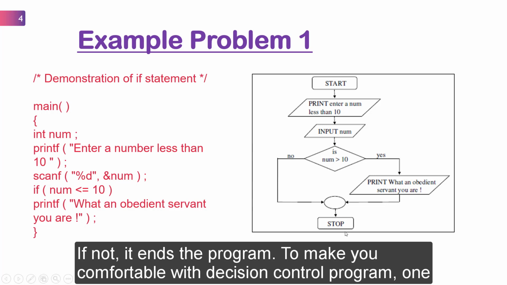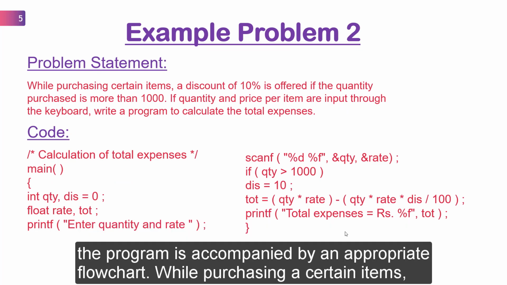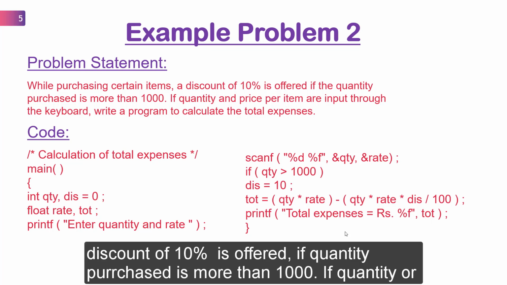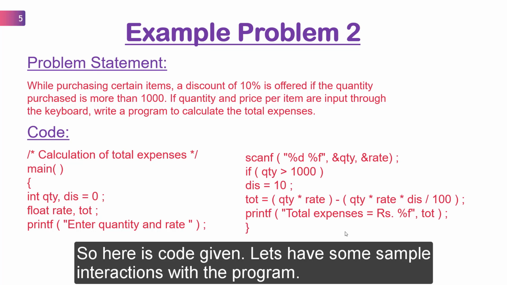To make you comfortable with the decision control instruction, one more example has been given below. Study it carefully before reading further. To help you understand it easily, the program is accompanied by an appropriate flowchart. While purchasing certain items, a discount of 10% is offered if the quantity purchased is more than 1000. If quantity and price per item are input through the keyboard, write a program to calculate the total expenses. So here is the code given.